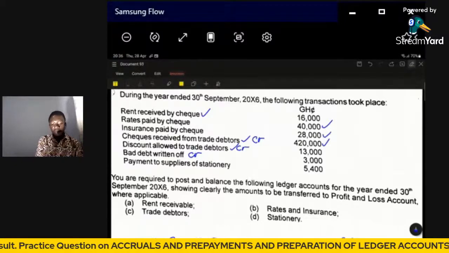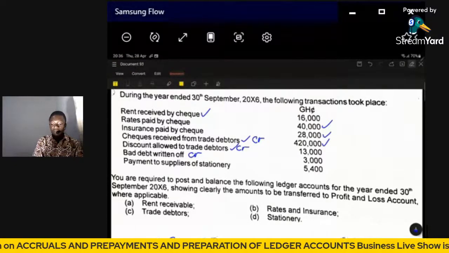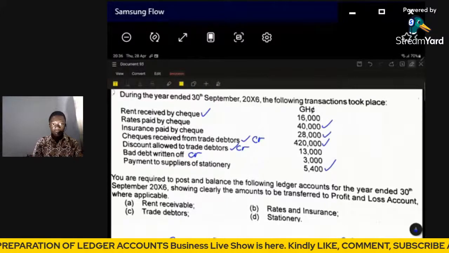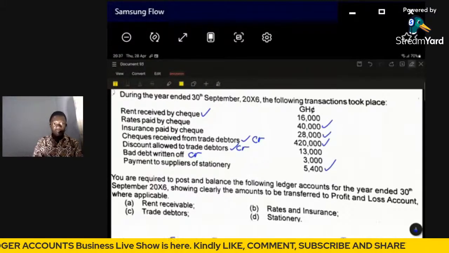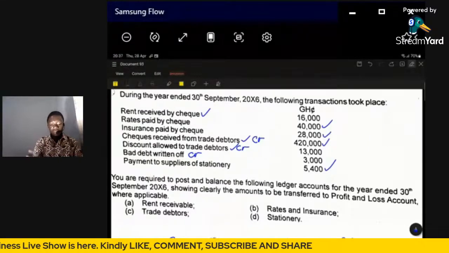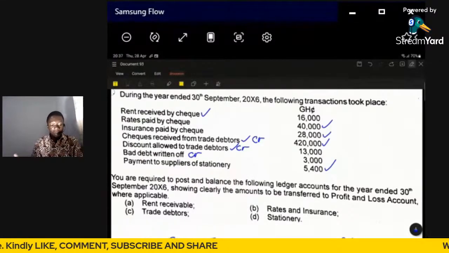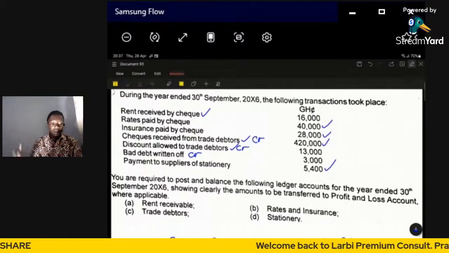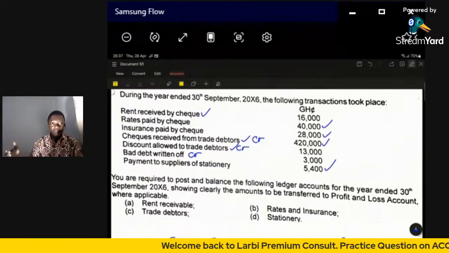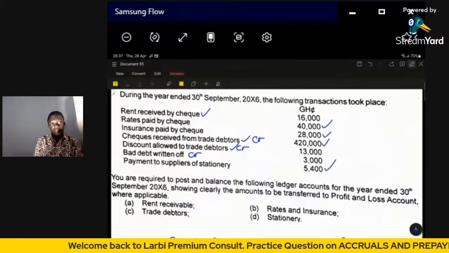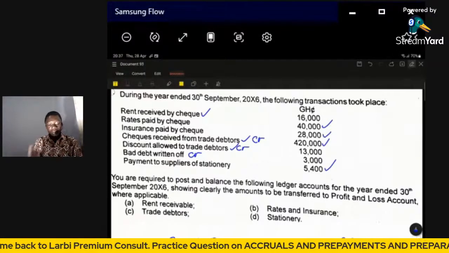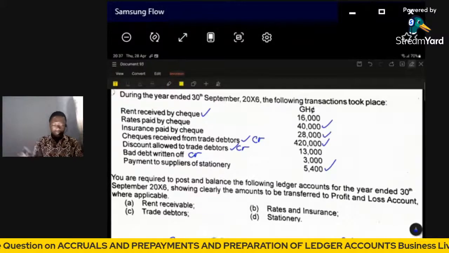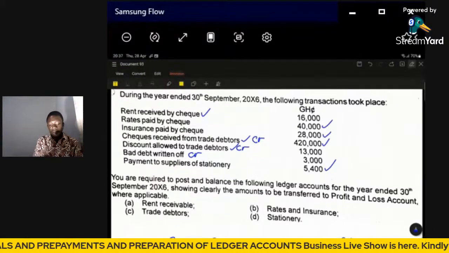So let's see. We have payment to suppliers of stationery, 5,400. So the 5,400 was the payment that Padisco Limited made to suppliers. The means of payment wasn't stated, but once the means isn't stated, the idea is that we pay with cash, or the business operates with cheque. You can clearly see that all the payments you're making here were through cheque.